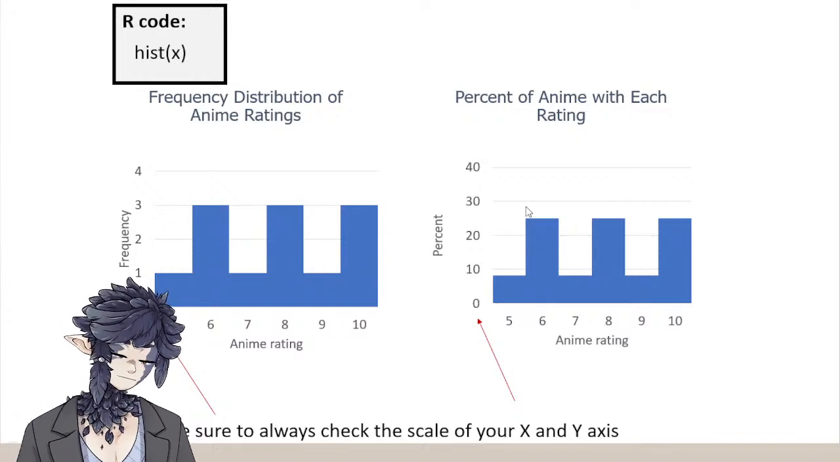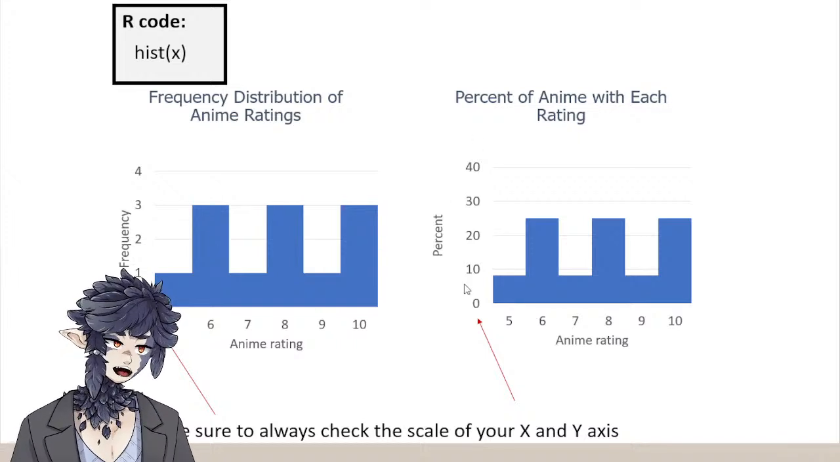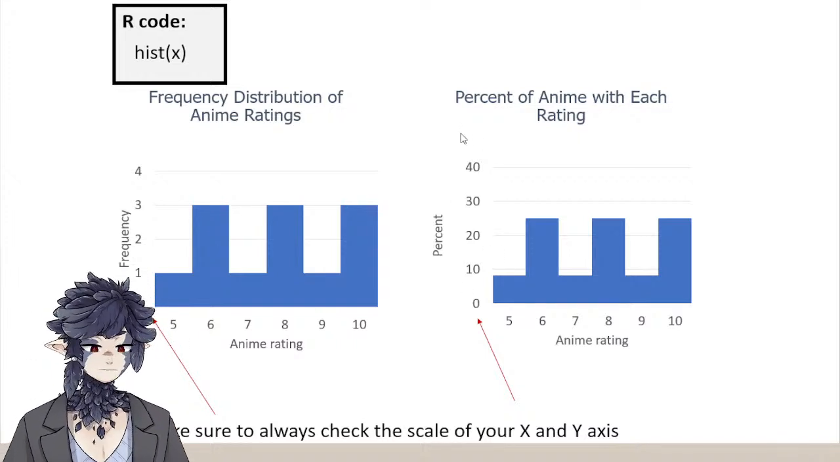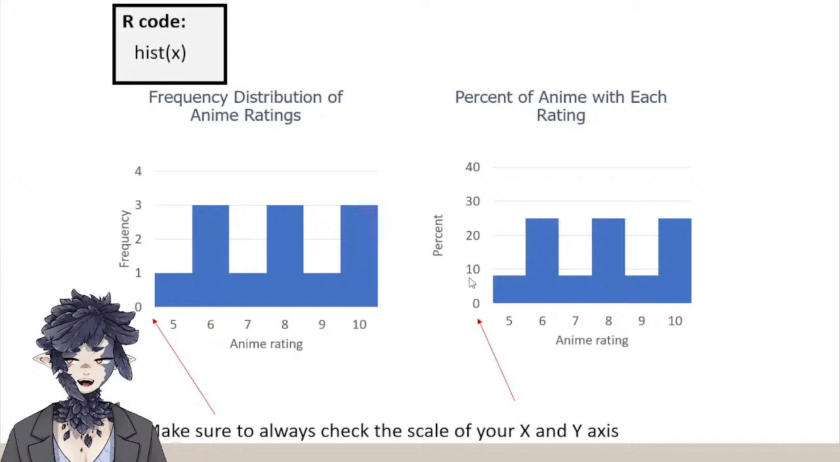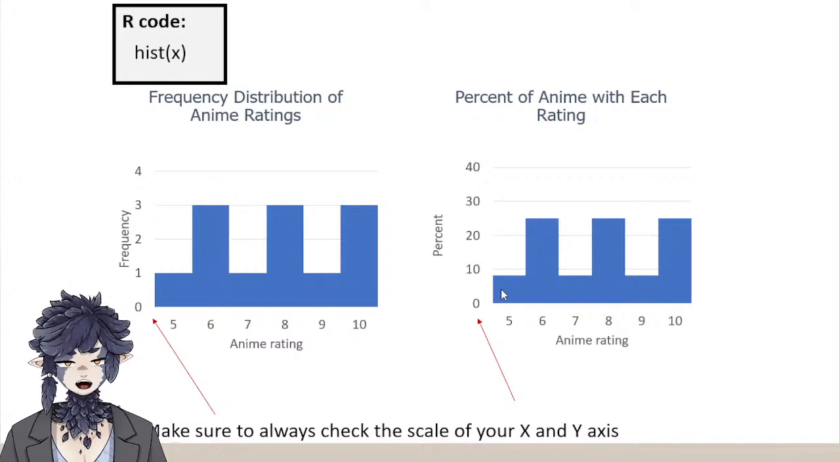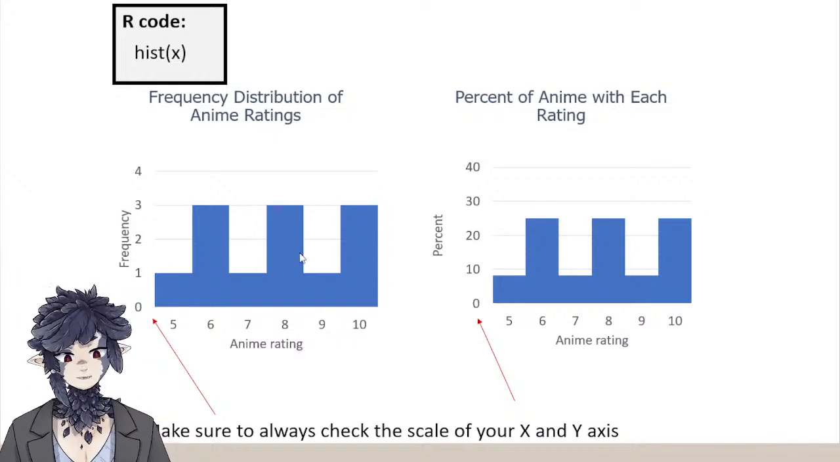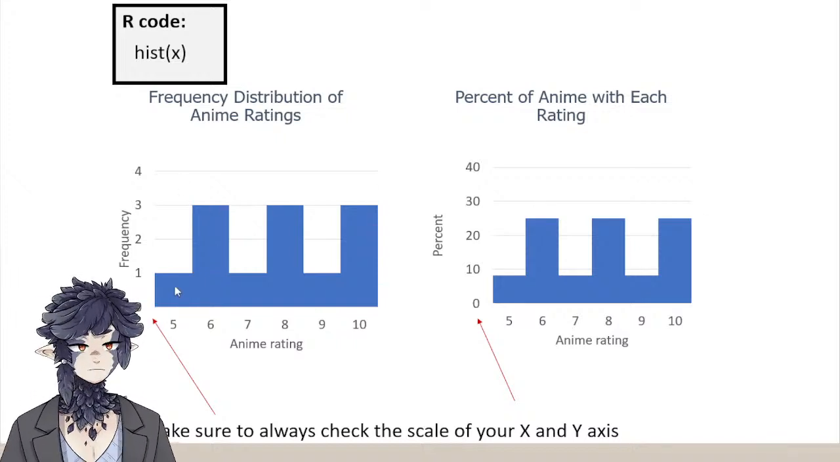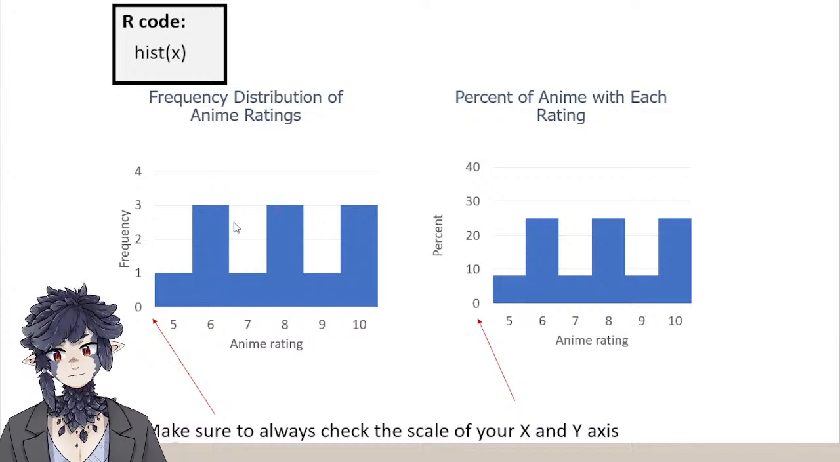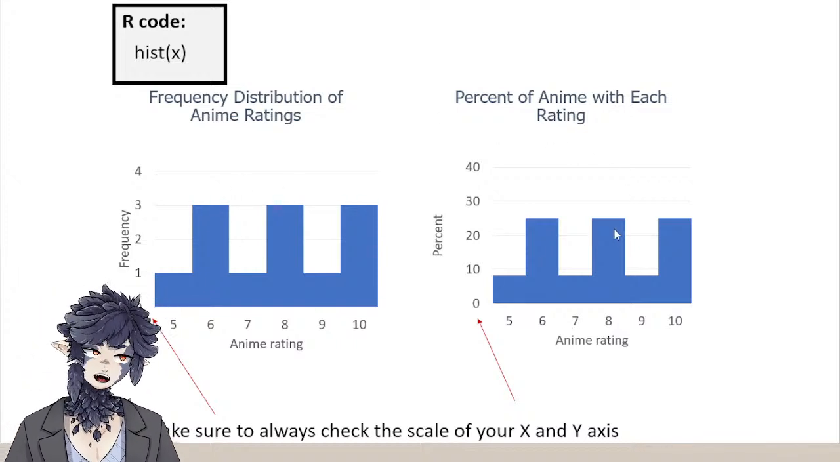On the right, we have the same graph. I mean, it looks pretty similar. The only difference is that instead of the y-axis just counting how many anime were in that category, it's the percent of the total anime that were in that category. So about 8% got a 5 out of 10, about 25% got a 6 out of 10, and so on. They're displaying the same data. It's just that the one on the left is displaying it as the total number. The one on the right is displaying it as a percentage. Left is frequency, right is percentage.